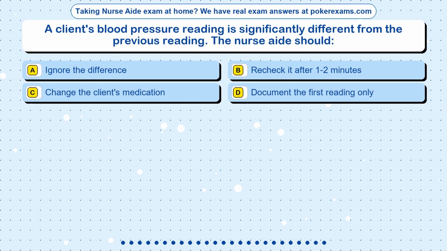Question 13. A client's blood pressure reading is significantly different from the previous reading. The nurse aide should option A, ignore the difference, option B, recheck it after 1 to 2 minutes, option C, change the client's medication, option D, document the first reading only.